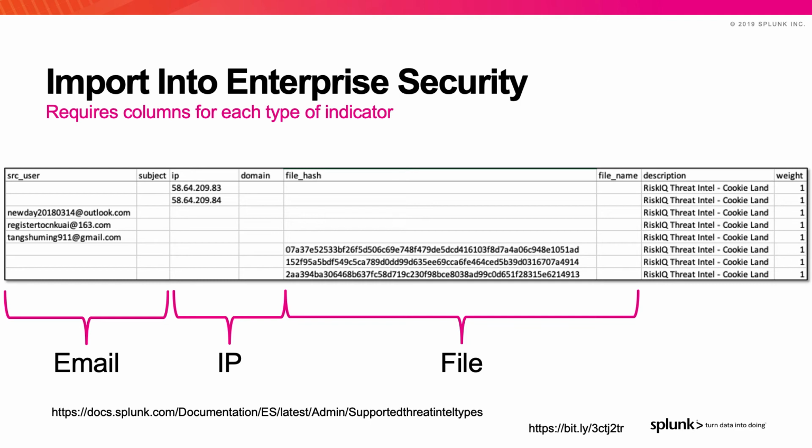What it wants to understand is that if I get a file hash, there's a specific place within our framework that it goes, and if it's an IP, there's another place it goes. So having it broken out like this makes it a heck of a lot easier to get the data in one fell swoop. What I did was take the indicator list that RiskIQ had and break it out into separate columns like this. I put a description on it, and I called it RiskIQ Threat Intel Cookie Land, because Cookie Land was the name of the article that was associated with it.